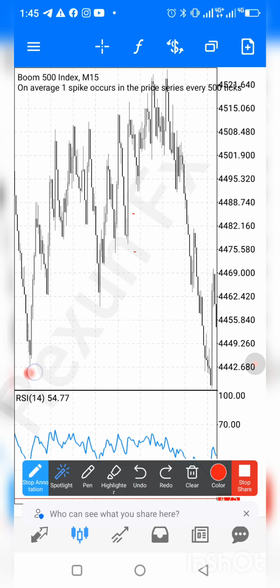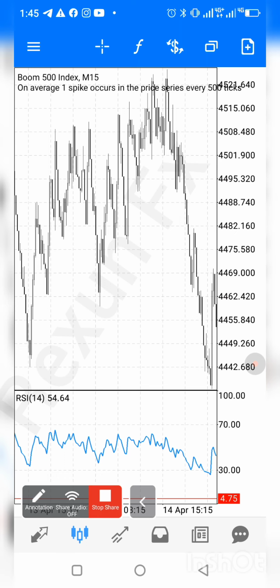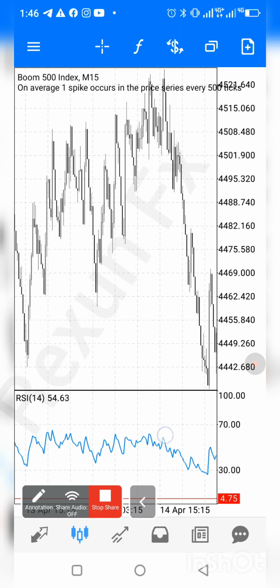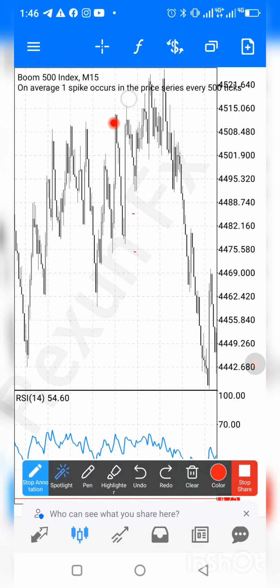This is a major support point, right? So it goes all the way up, and it comes back down. So this place becomes a major support point, right? Just mark this point and be patient, man. You need patience when waiting for these points to hit. So you can see it came all the way down and you take your trade and catch your spikes. So this is a very important thing to consider when taking your trades on the Boom 500.